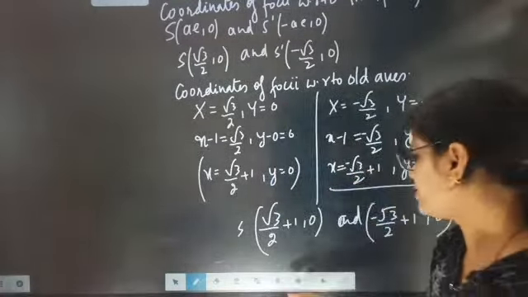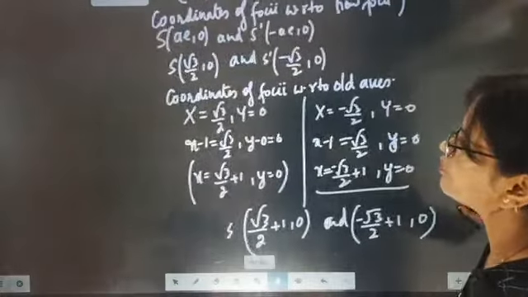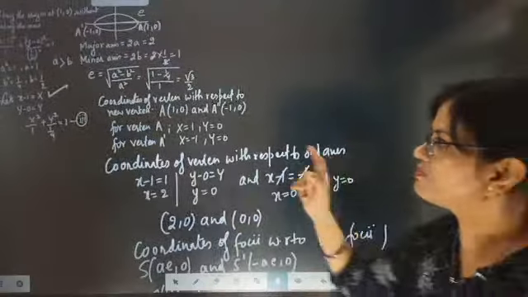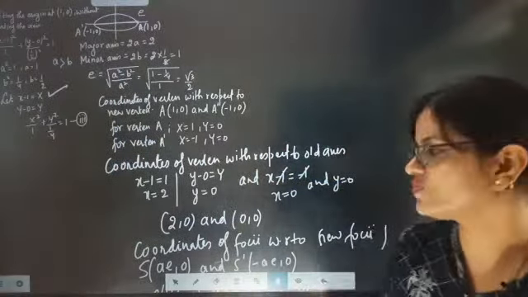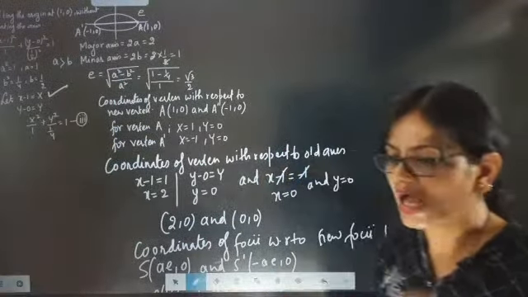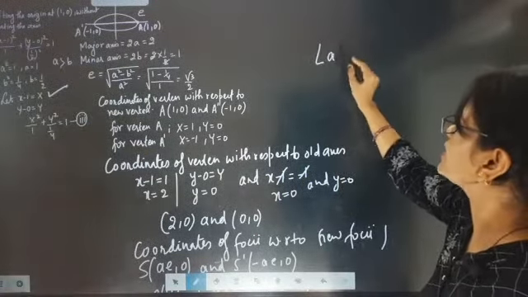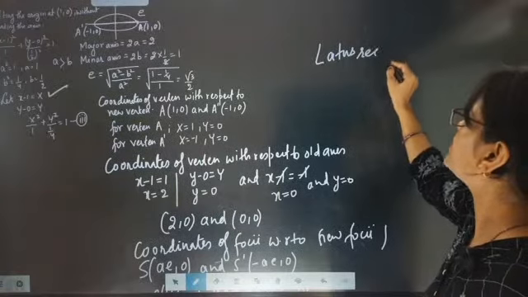Now next important point: we got the vertex, we got the foci, and now only the latus rectum is left. We got the major axis, we got the minor axis, we got the eccentricity. The last thing we have to do is find the latus rectum. Now come on, quickly tell me you understood.